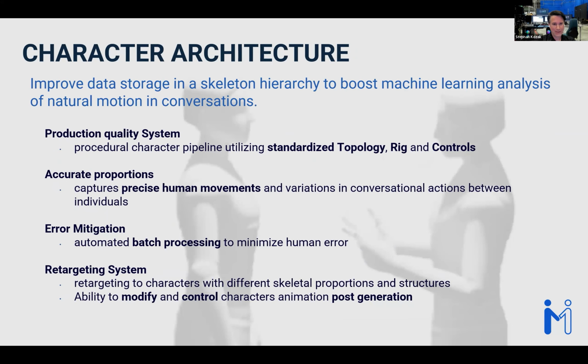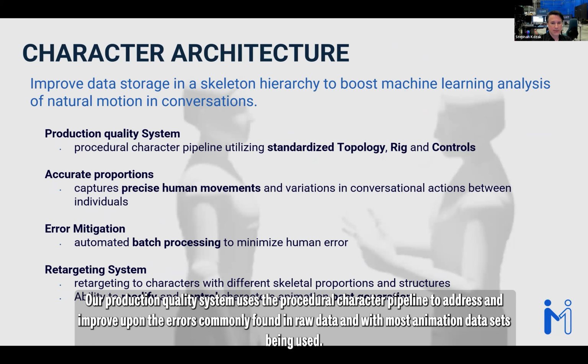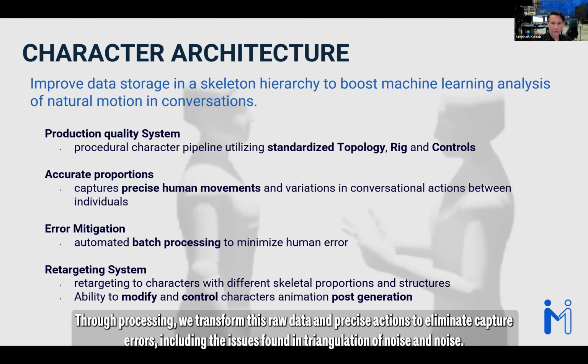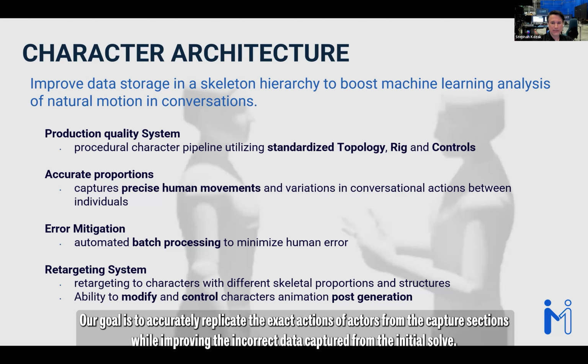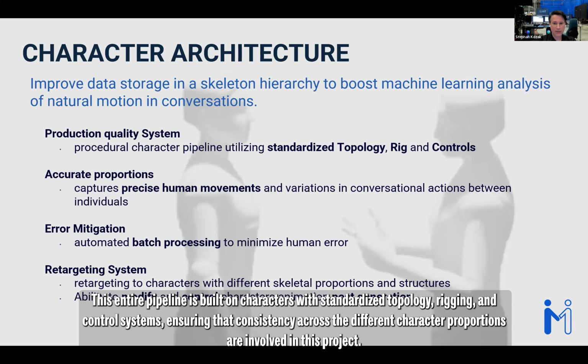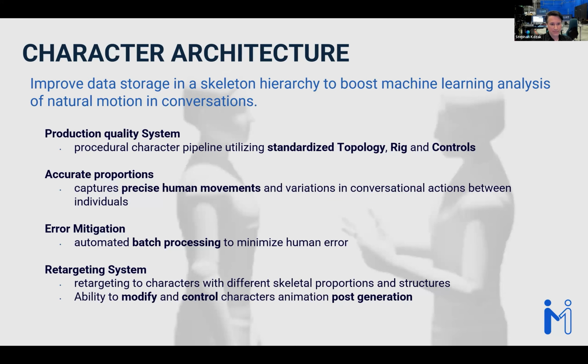Next slide. Our production quality system uses the procedural character pipeline to address and improve upon the errors commonly found in raw data, and with most animation datasets being used. Through processing, we transform this raw data into precise actions to eliminate capture errors, including the issues found in triangulation of noise. Our goal is to accurately replicate the exact actions of actors from the capture sessions while improving the incorrect data captured from the initial solve. This entire pipeline is built on characters with standardized topology, rigging, and control systems, ensuring consistency across the different character proportions involved in this project.